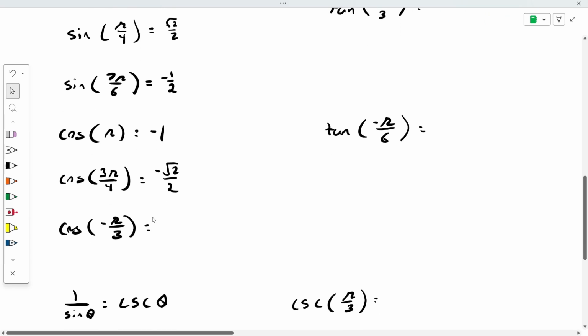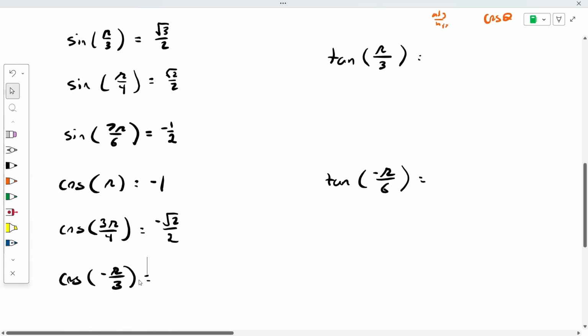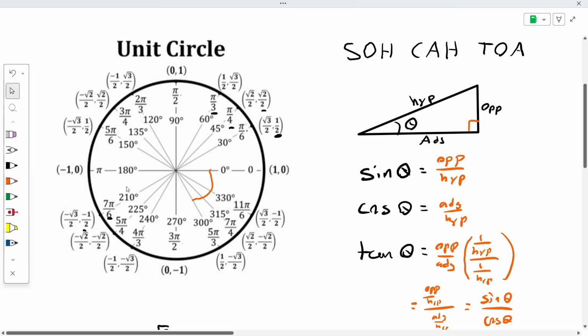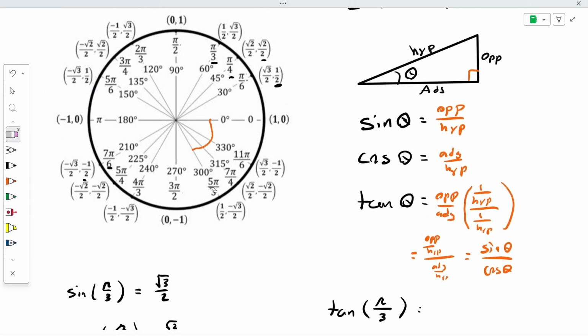Okay, so now we have this cosine of negative pi over 3. So this one gets a little bit more tricky because we actually have to figure out what negative pi over 3 is. So we see that pi over 3 is like this angle right here. So when we say negative pi over 3, it just means you go in the negative direction. You go clockwise instead of counterclockwise. So instead of this way, you'll go pi over 3 negative. And so negative pi over 3 will equal 5 pi over 3. As we see when we go down pi over 3, we get to 5 pi over 3.